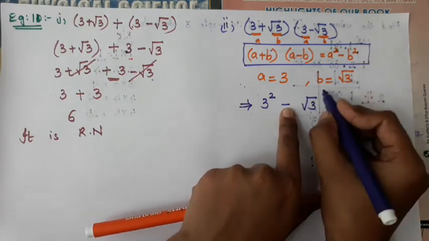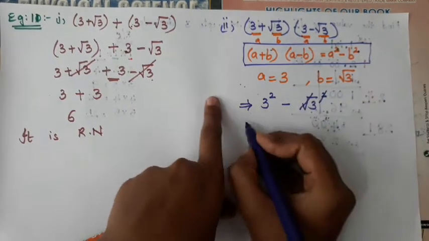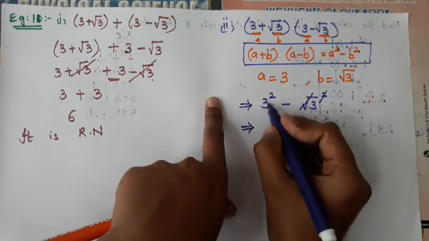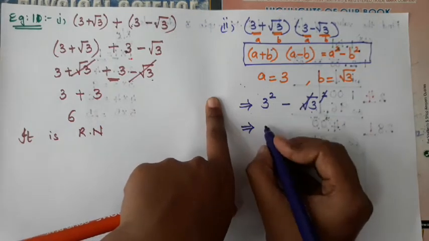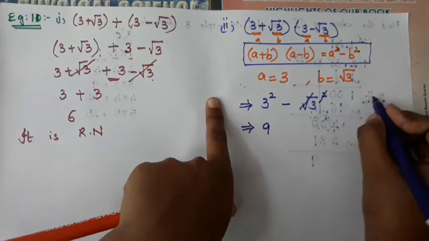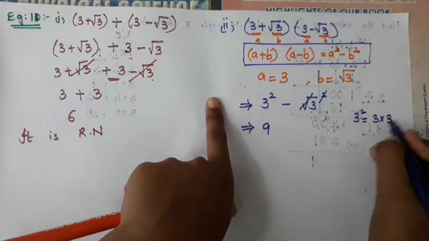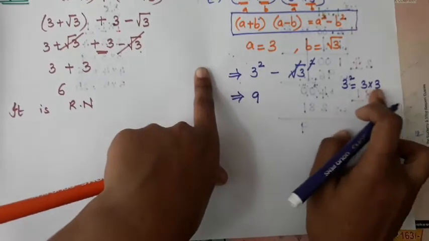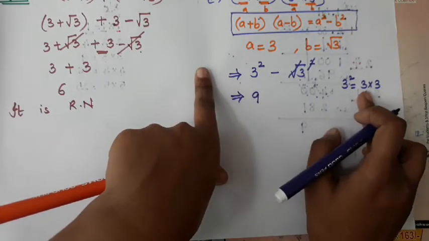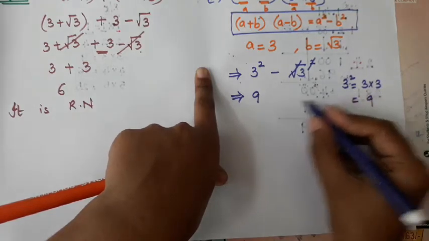As b square it is, so I'll write square. Square and root gets cancelled. Now 3 square is nothing but, we have to take 3 two times. So that is nothing but 3 3s are 9. For 3 square we are going to write 3 into 3, which is nothing but 9. So in place of 3 square I wrote 9.